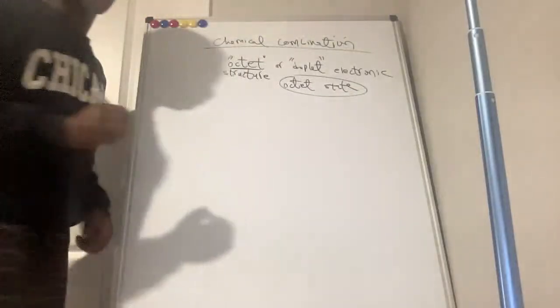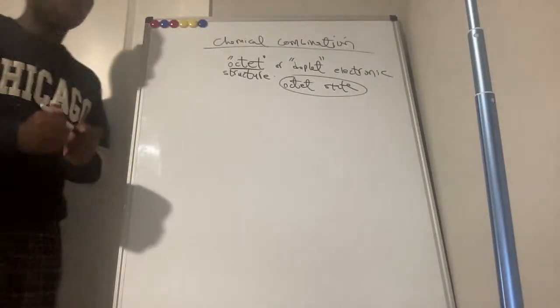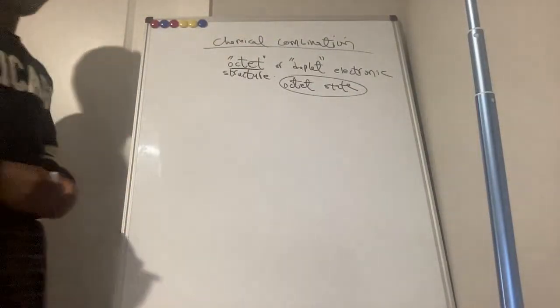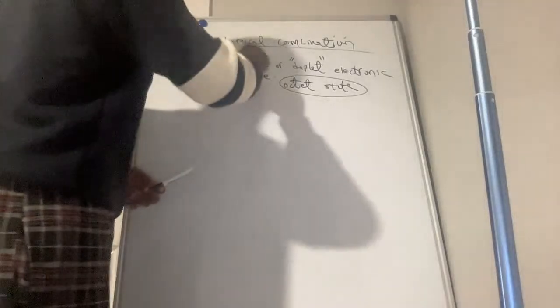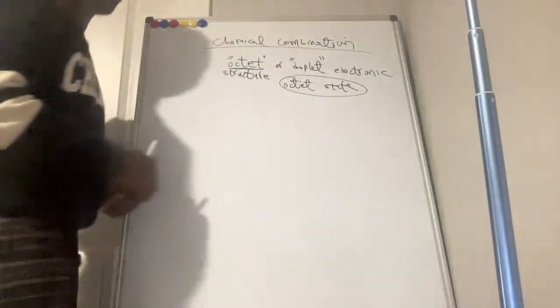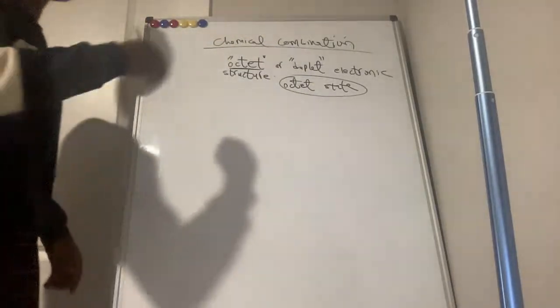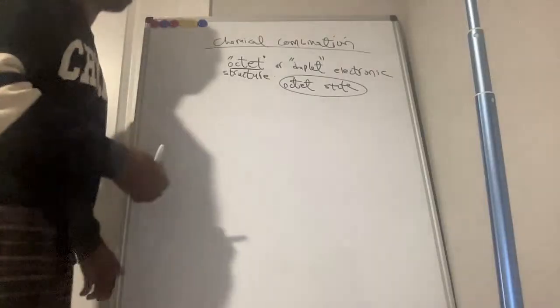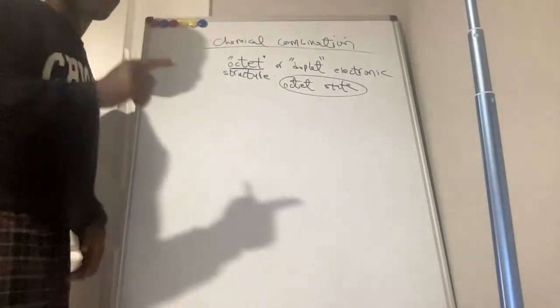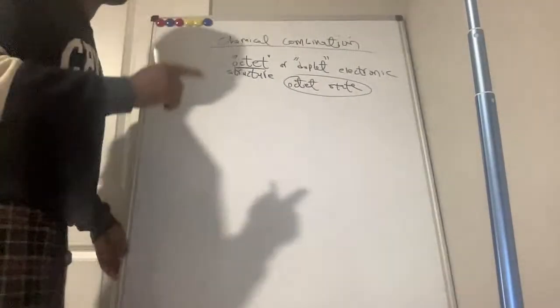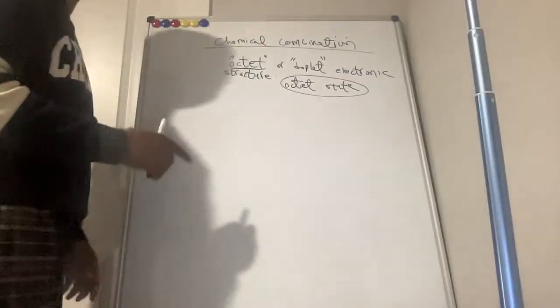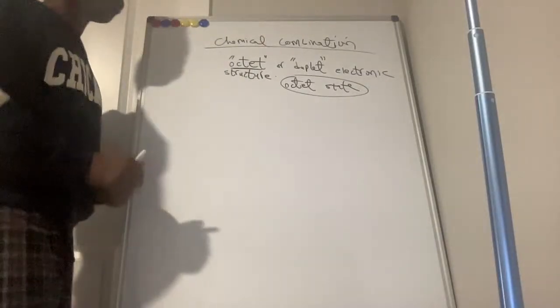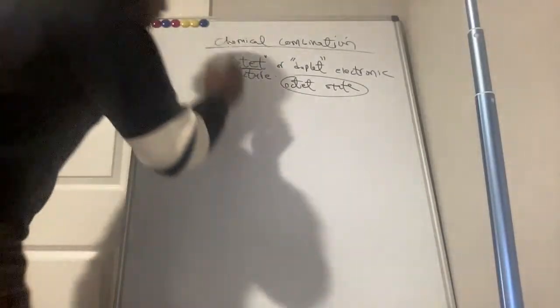Now, what is an octet state? Or what is the duplet electronic structure of an element? An octet state is a state whereby the outermost shell of an element has exactly 8 electrons or 2 electrons. Don't forget, this is how an element is.